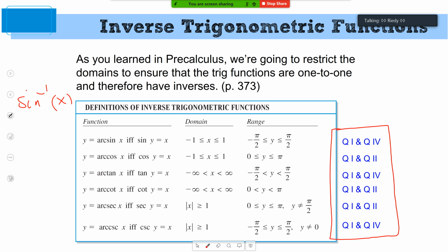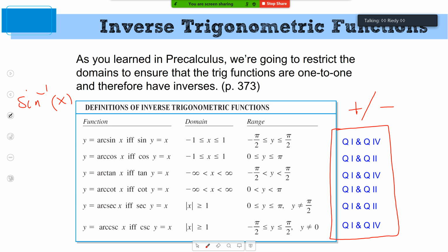So for instance, if we look at tangent, we're looking at tangent as being quadrant 1 and quadrant 4. Quadrant 1 will give you a positive value. Quadrant 2 will be a negative value. Cosine is quadrant 1 and quadrant 2. It's positive in quadrant 1, negative in quadrant 2.